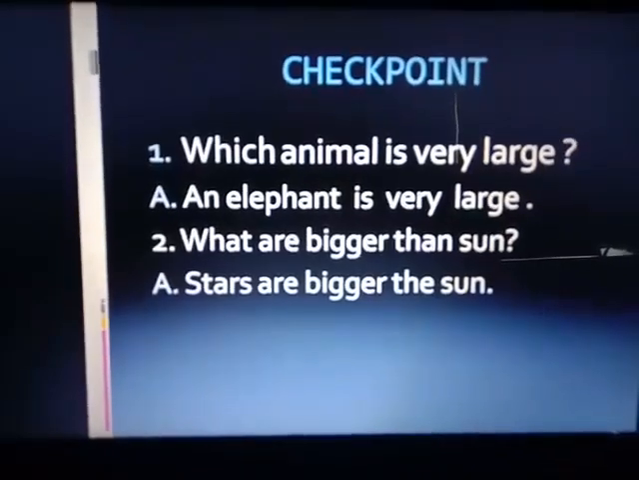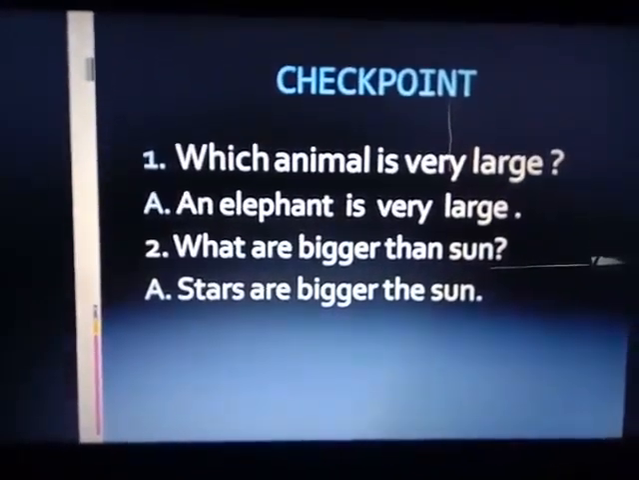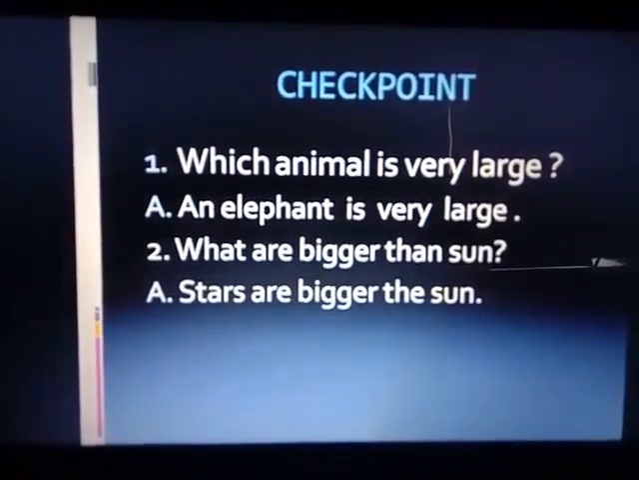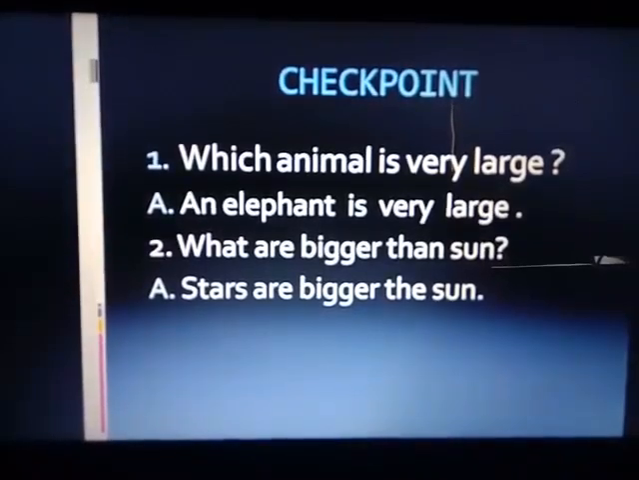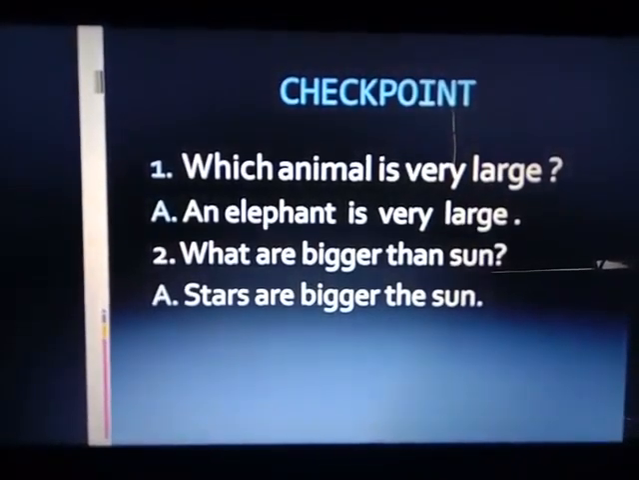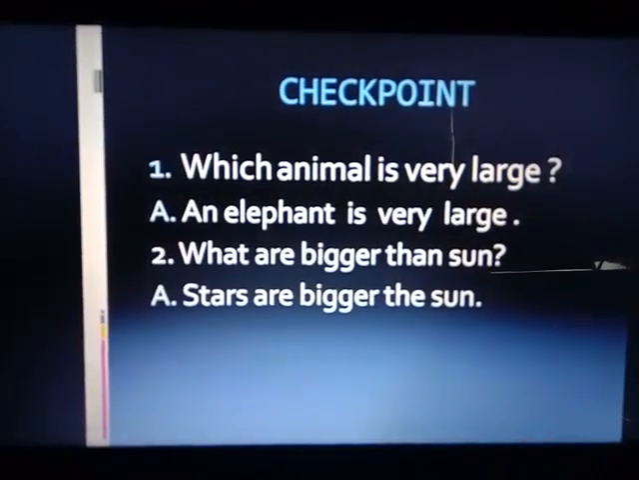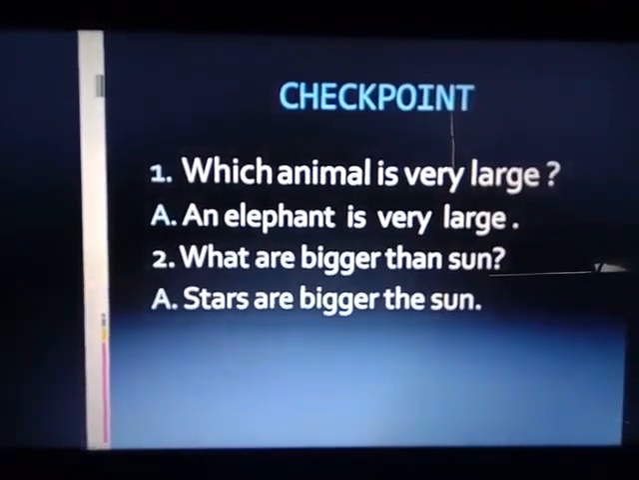As we have read the poem earlier, below the poem there was a checkpoint. So let's discuss the checkpoint. First, which animal is very large? An elephant is very large. What are bigger than the sun? Stars are bigger than the sun. So I hope you are clear with the question answers.